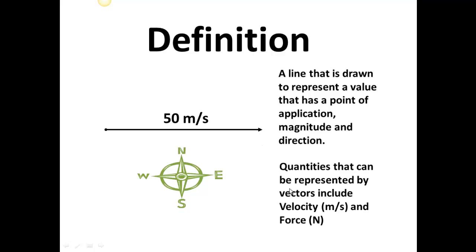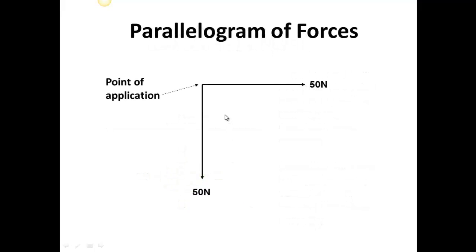Other quantities that we can draw with vectors are newtons, force. So these are the two ones you'll come across: velocity in meters per second and force in newtons. Now we've got two forces here, 50 newtons. Again, I could have drawn those 50 millimeters long, both of those. Our point of application. Now if we've got two forces acting, there's going to be a resultant force. This one's pulling this way, this one's pulling down, so my guess is it's going to go somewhere over here.